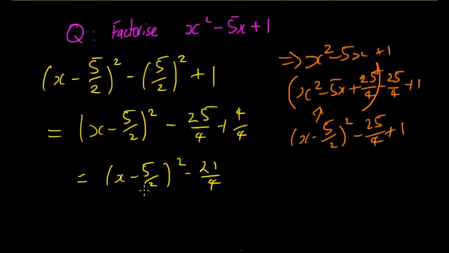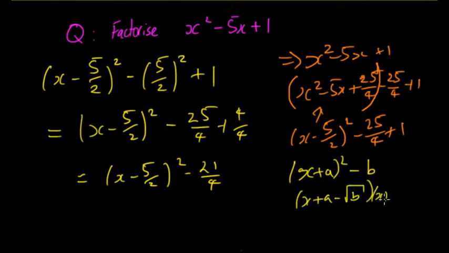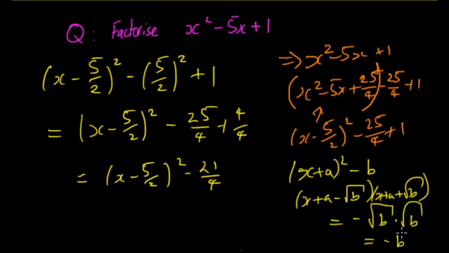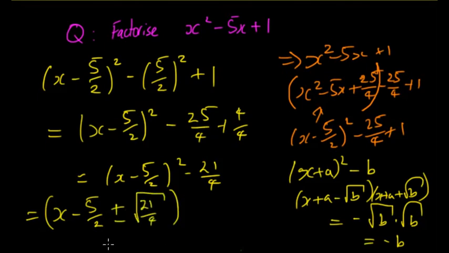So now that we've got this, if we want, we can actually bring this into the bracket. What we can do there is if we have, let's say, (x + a)² − b, then (x + a − √b)(x + a + √b). When you expand that out, the pluses and minuses will cancel each of the terms apart from √b times √b, which will give you negative b. So what we can do here is we can say that this is equal to x − 5/2 plus or minus the square root of 21/4.